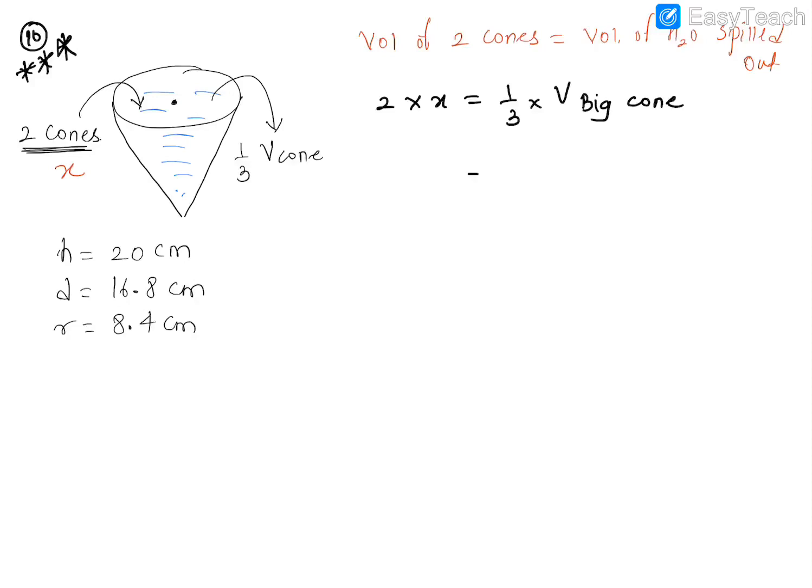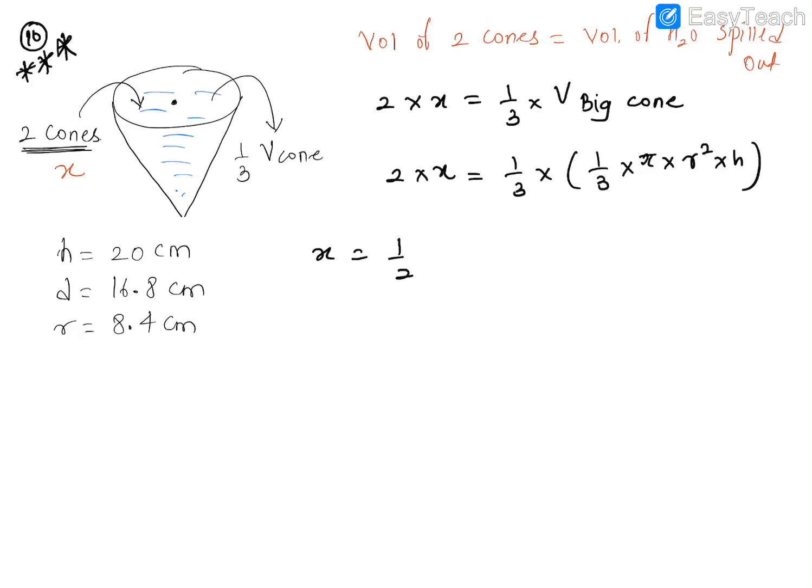Now 1/3 of the volume of the big cone. What is the volume of the big cone? 1/3 into pi into r squared into h. That is 2 into x. So what will x be equal to?